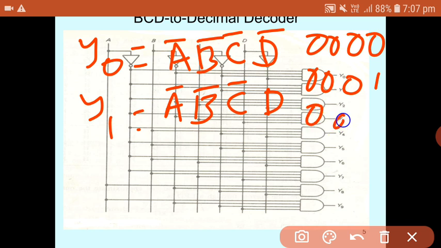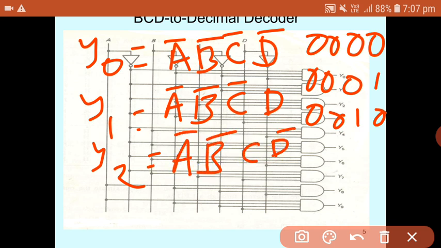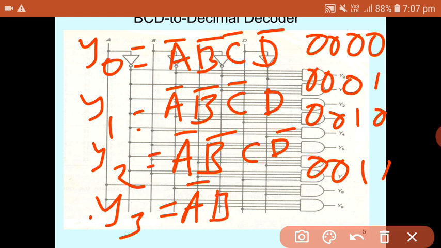For the next one, 0, 0, 1, 0, y2 is equal to A bar, B bar, C, D bar. Similarly for 0, 0, 1, 1, which is nothing but y3, it is equal to A bar, B bar, C, D. Likewise, you can have distinct output expressions based on the input combination.